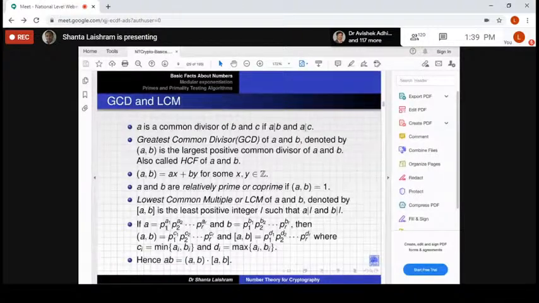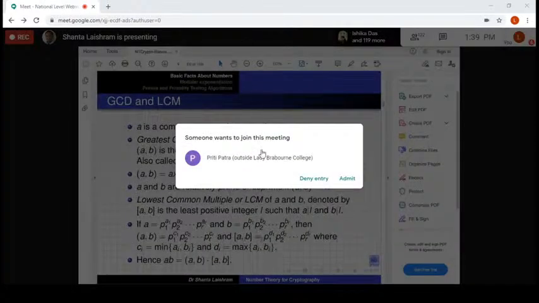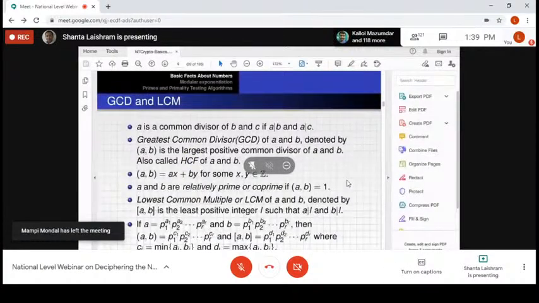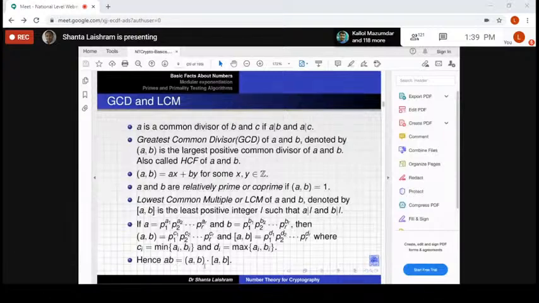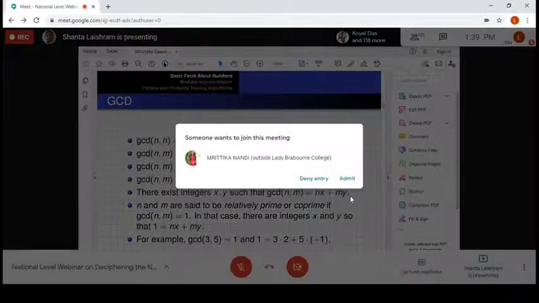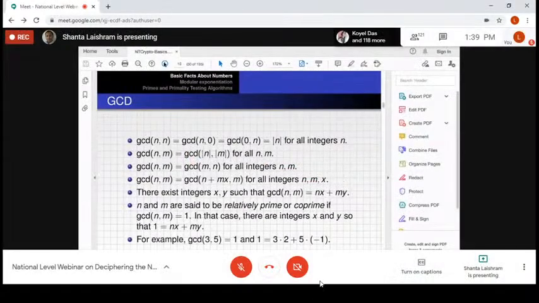So you take the GCD to be the primes common to both of them, and you take the smaller of the powers of those primes dividing A and B. So that becomes the GCD, and the LCM means the larger of the powers of primes dividing them. And one can easily see that LCM times GCD is actually equal to the product of these two numbers. And these are some basic properties.